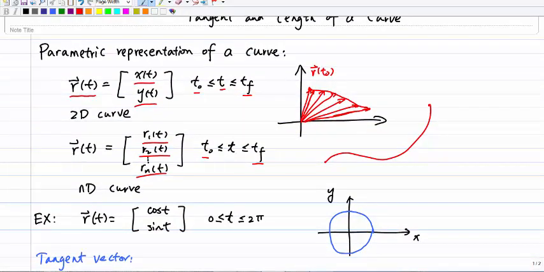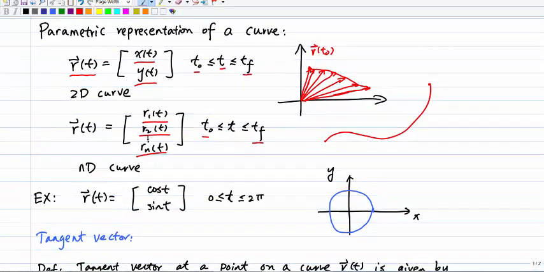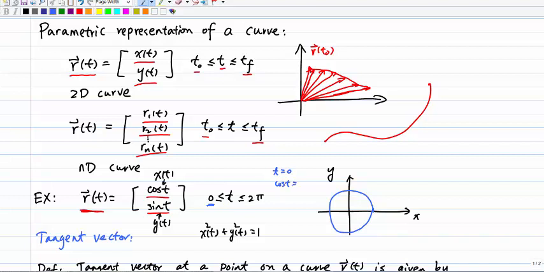To give an example of how we use the parametric form to represent a curve, suppose I give you r sub t, which is cosine t and sine t, and I let t move from 0 to 2 pi. This represents the circle. The reason it is a circle is that this is x of t and this is y of t, so x of t squared plus y of t squared gives you 1, because sine squared plus cosine squared equals 1. In particular, the starting point is when t is 0: cosine 0 is just 1, and sine 0 is just 0. So your starting point will be (1, 0), which should be this point.